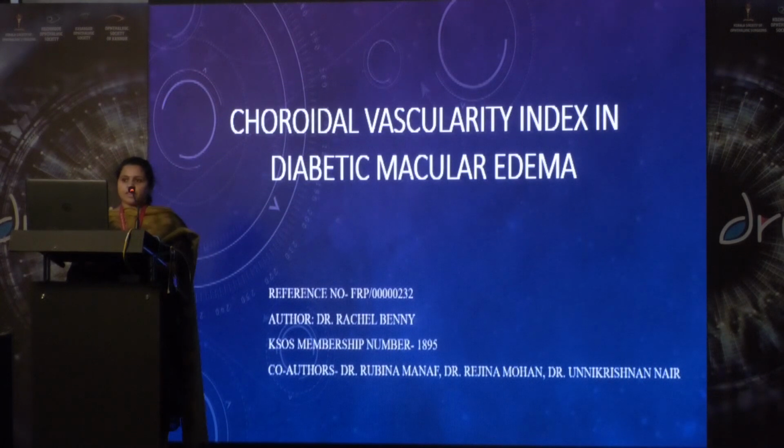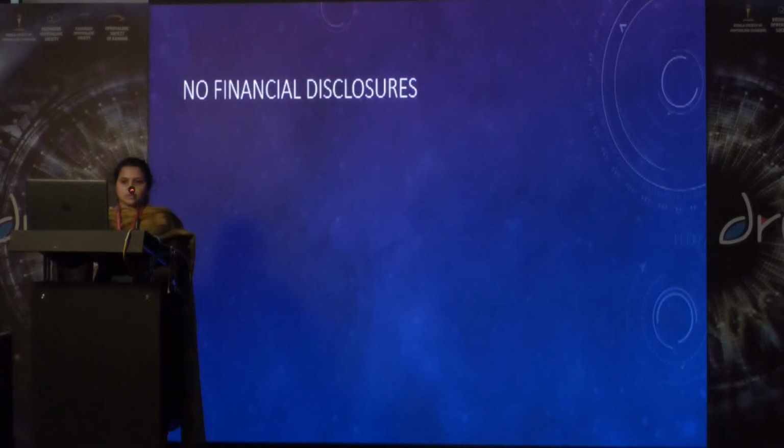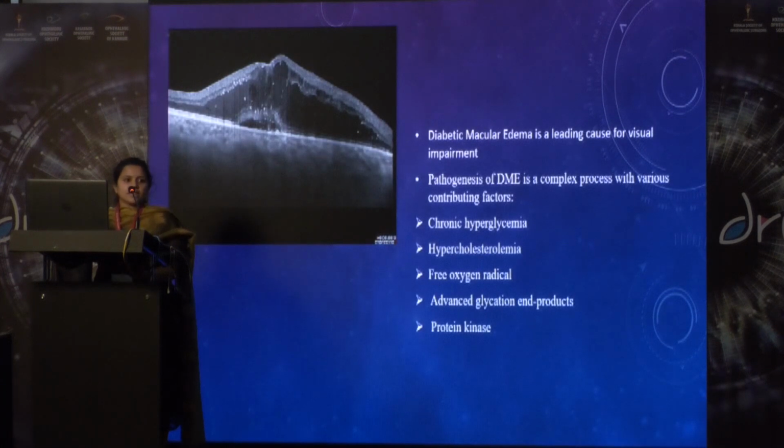My study is choroidal vascularity index in diabetic macular edema. I have no financial disclosures. So diabetic macular edema is a leading cause of global visual impairment, and its pathogenesis is evoked by various inflammatory and vascular changes in the posterior segment.